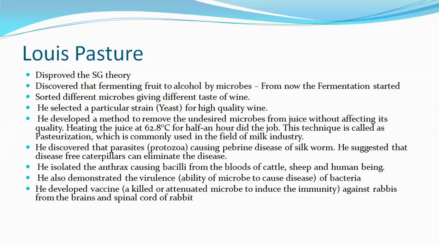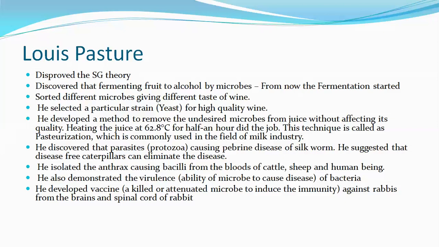Okay, and he isolated the anthrax. Okay, so he isolated the anthrax organism. This anthrax disease is caused by the bacillus, Bacillus anthracis, which is a bacillus. Okay, and this bacillus he identified from the blood of cattle, sheep and human beings.